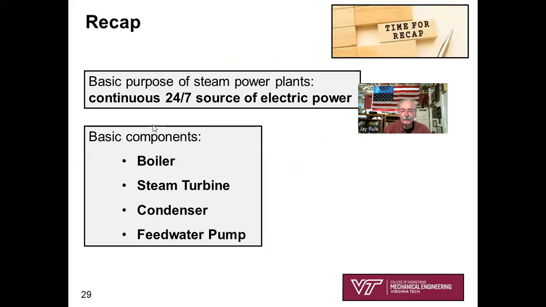Okay, I hope this has helped give you some idea of what these pieces of equipment look like. The basic purpose of a steam power plant is to provide a continuous 24/7 source of electric power. And what were those basic components? I hope now that you've got them in your head so you can create your sketch without a cheat sheet. You've got a boiler, a steam turbine, a condenser, and a feed water pump.